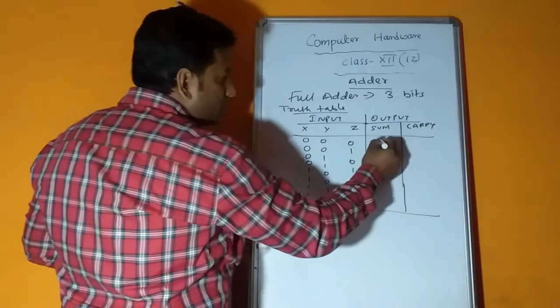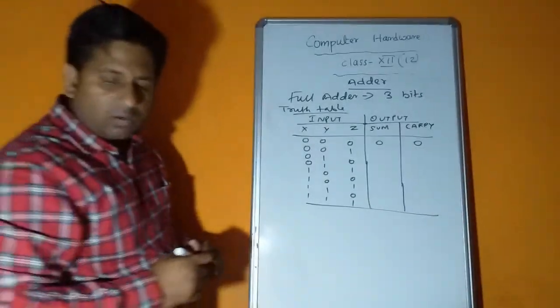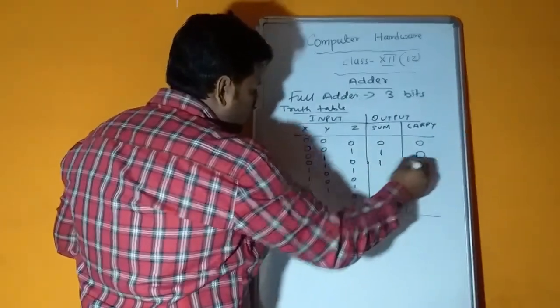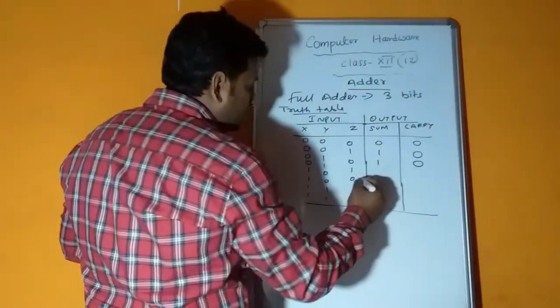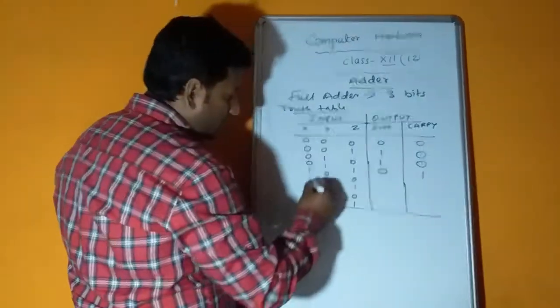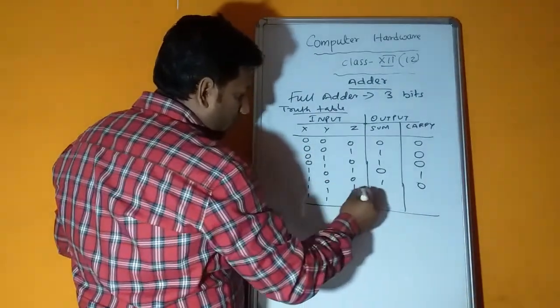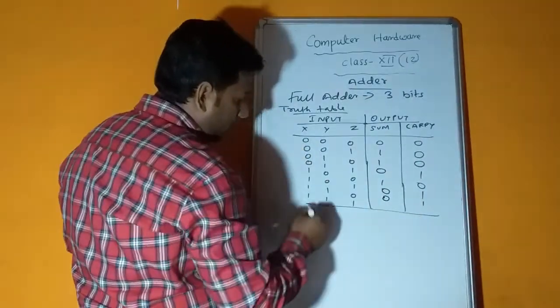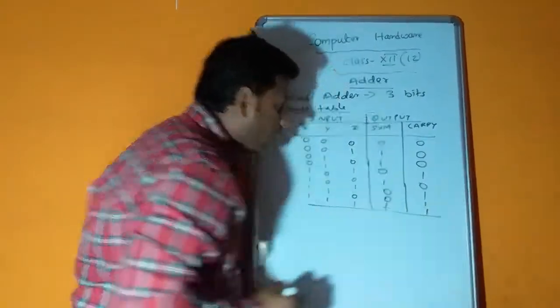So here 0 0, then 1 0, here also 1 0, 1 1. So when we get 1 1, that time sum is 0, carry is 1. Single 1, so sum 1, carry 0. 1 1, so 0 1, 0 1, and when there are 3 ones, sum is also 1, carry is also 1. So is this clear, children?